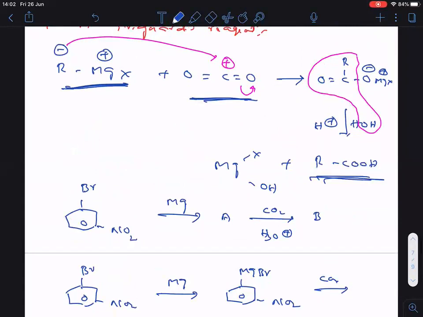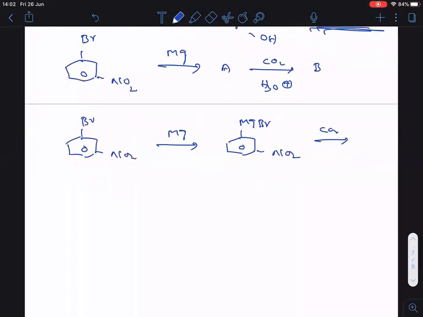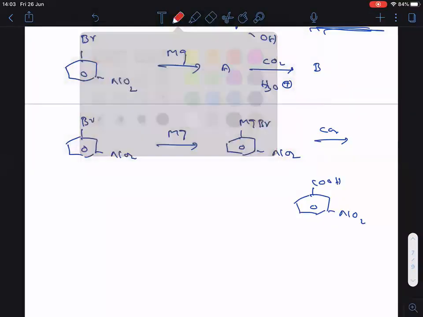Then finally what are we getting? Acid we are getting, you see. The same thing happens here. So what is the final answer? Final answer I am writing here, see clearly. This will convert into COOH. This will be as it is, meta nitrobenzoic acid. Clear? So this is your A and this is your B.